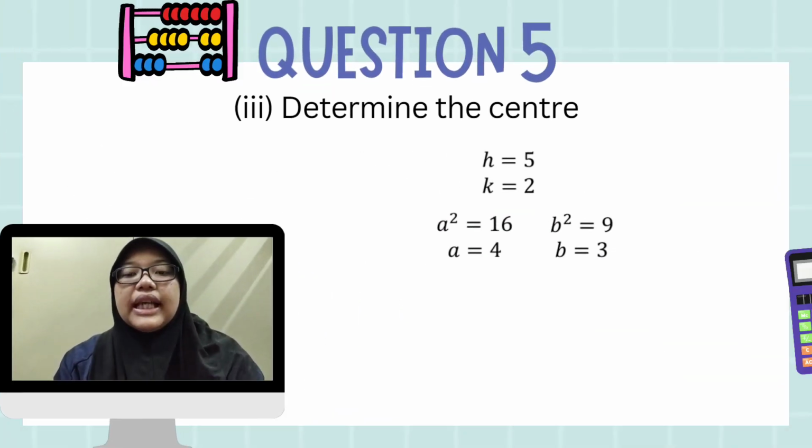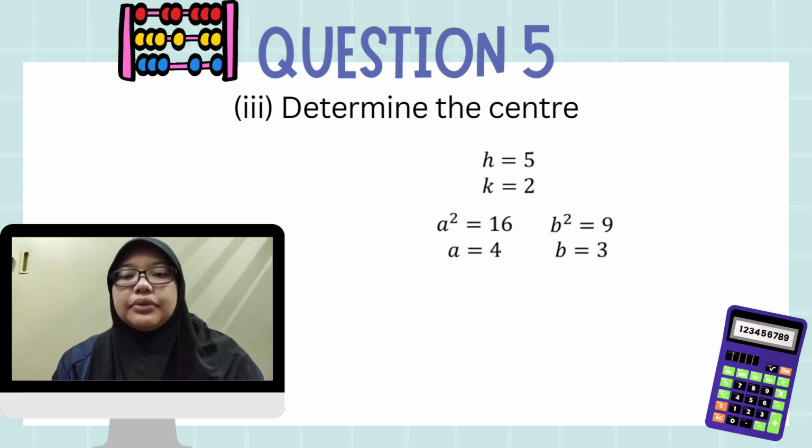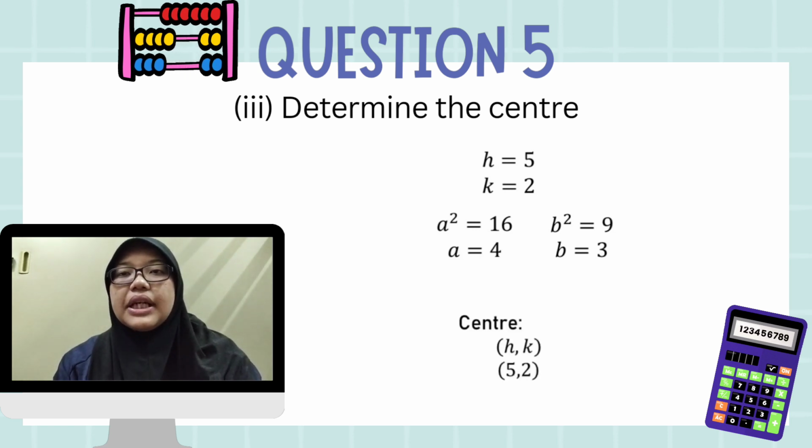So for the third question, it asks for the center. To answer this question, you have to use the specific formula for a hyperbola, which is center equals h comma k. How can you find h and k? We use the formula x minus h squared over a squared minus y minus k squared over b squared.